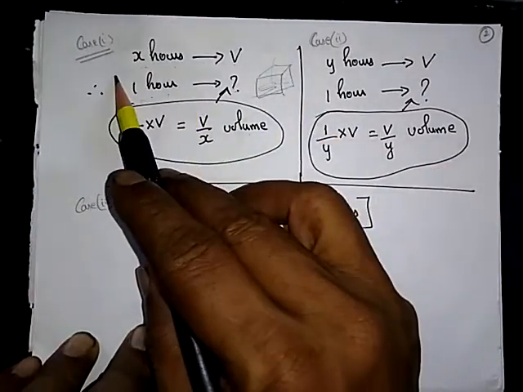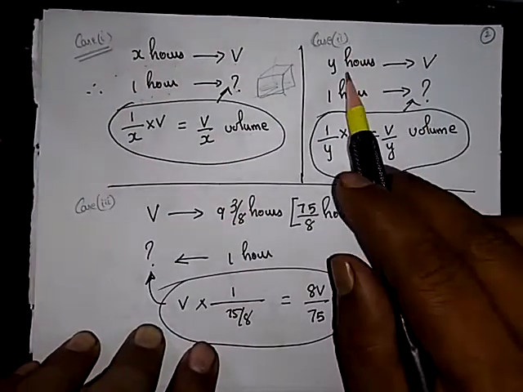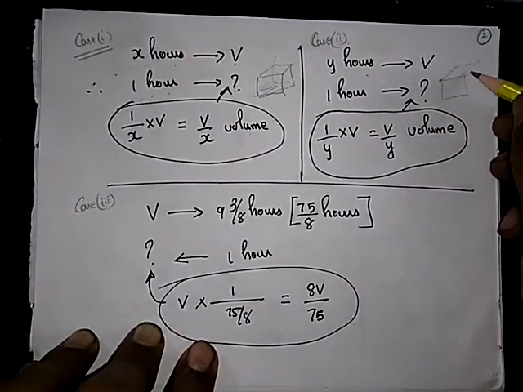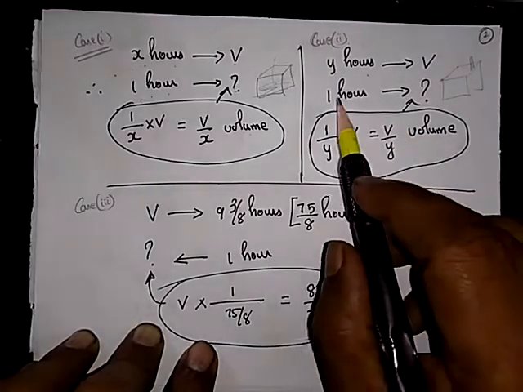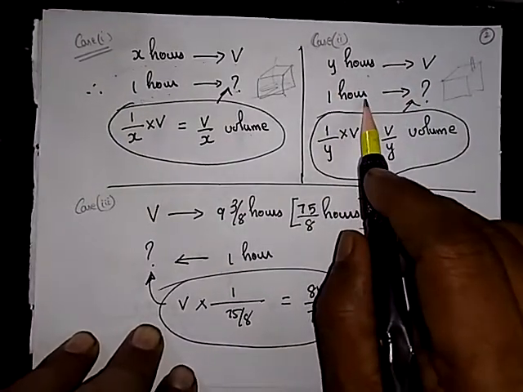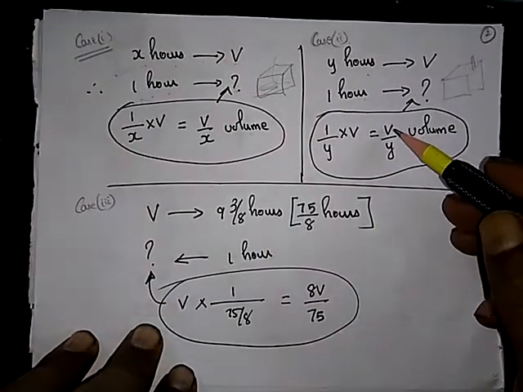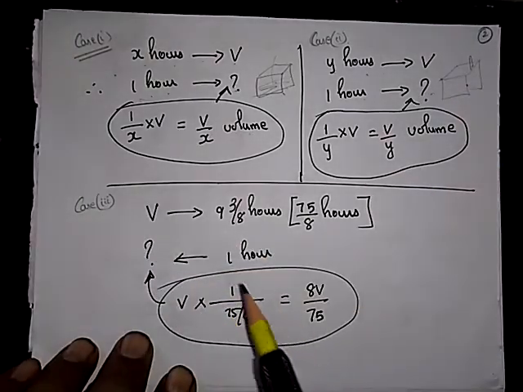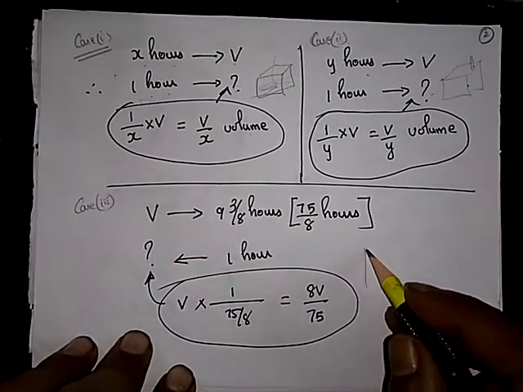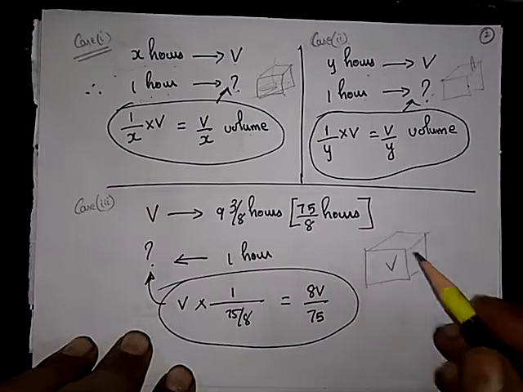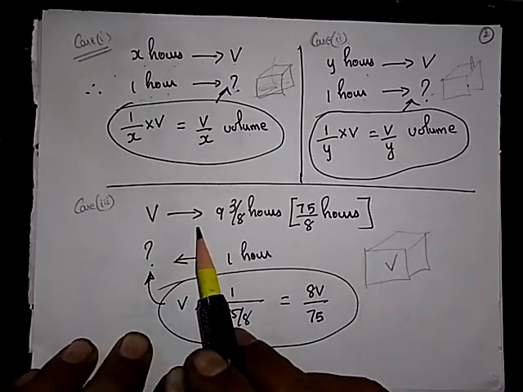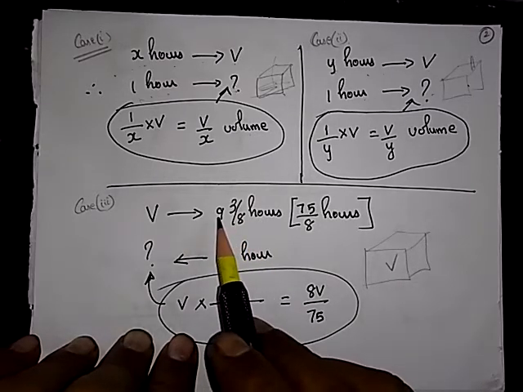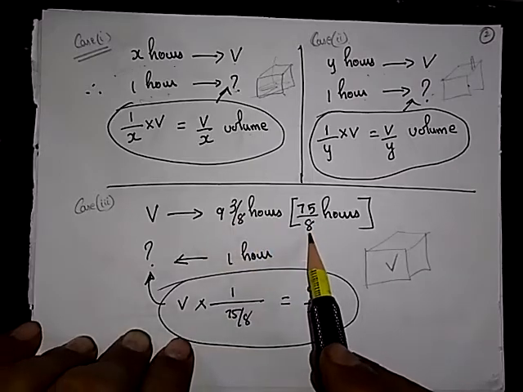Okay, that is for the bigger tap. For the smaller tap, it takes Y hours to fill the same volume. For 1 hour, what will happen? 1 by Y into V, which is V by Y volume. So this much volume is filled up. Case 3: it is given that the volume of the tank, V, is completely filled in 9 3 by 8 hours. If you convert, 8 into 9 is 72, 72 plus 3 is 75, so 75 by 8 hours.